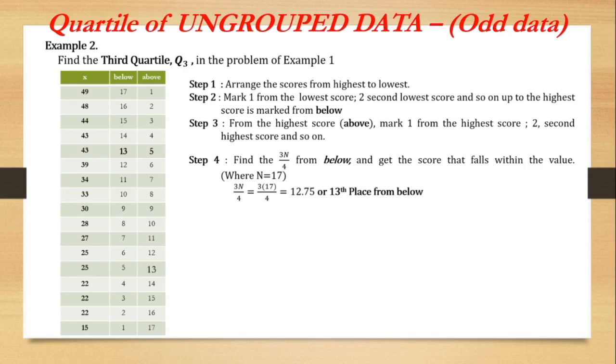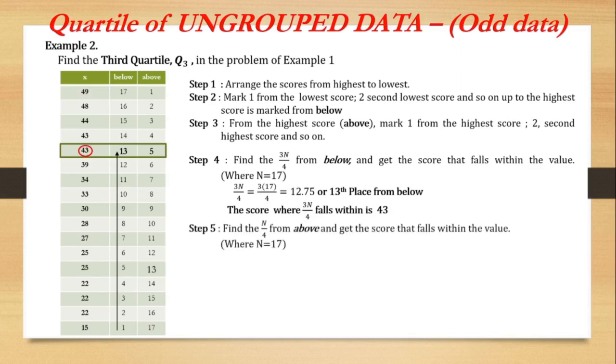3n over 4 is equal to 3 times 17 divided by 4, which is equal to 12.75. And we are going to round up the 12.75, that becomes 13, or the 13th place from below. So this is now our 13th place, and the number that falls within the 13th place is 43. Then the score where 3n over 4 falls within is 43.